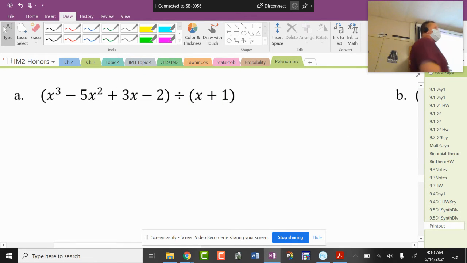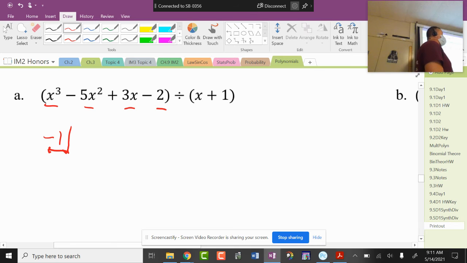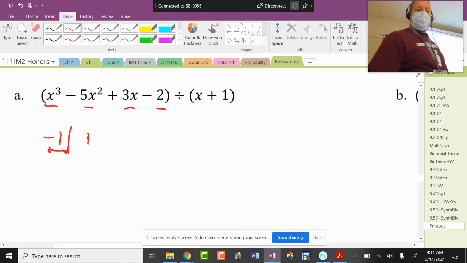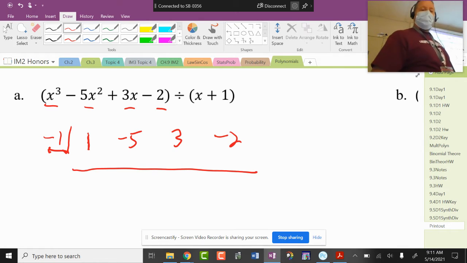Okay, so here's how easy it is. Number one, what goes in this blank here? Thanks, Pen. What goes in that blank? -1. All right. And then are we missing any terms? Yes or no? Is it in descending order? Yes or no? We're all good then. 1, -5, 3, -2, draw a line. What's the first step? If you don't do the first step, you screw up the whole thing. Drop the 1. And then you can start the process.